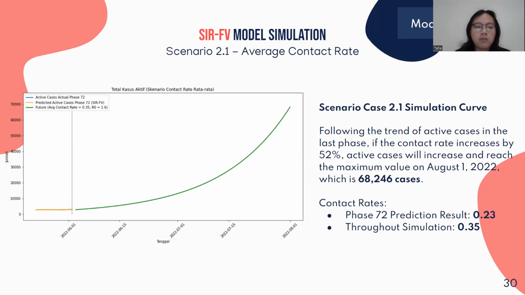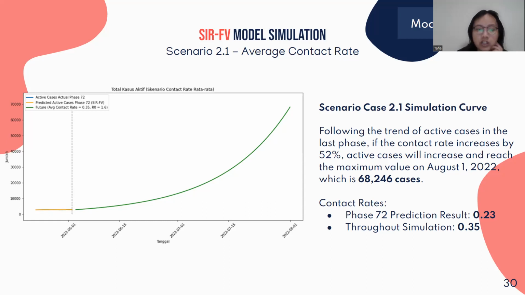However, recently the government has also begun to relax several policies such as removing masks outdoors and not limiting the capacity of public facilities. Thus, the purpose of simulations based on contact rate manipulation is to estimate the impact of tightening or relaxing policies related to health protocols.